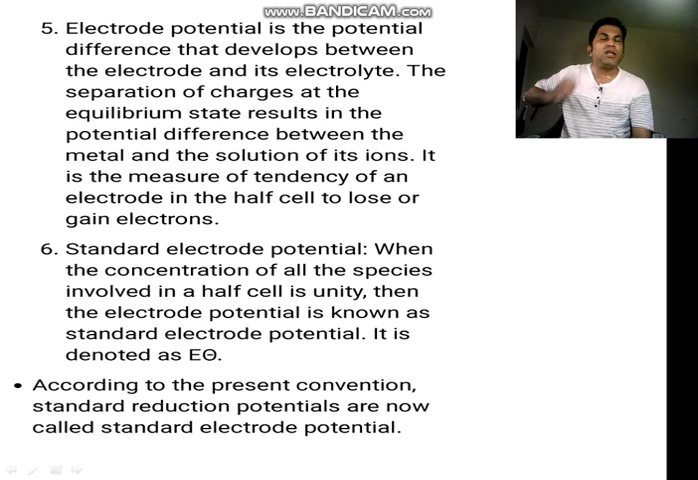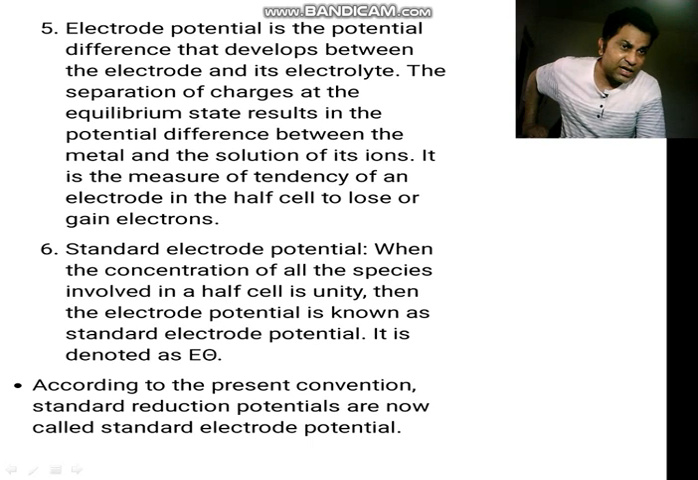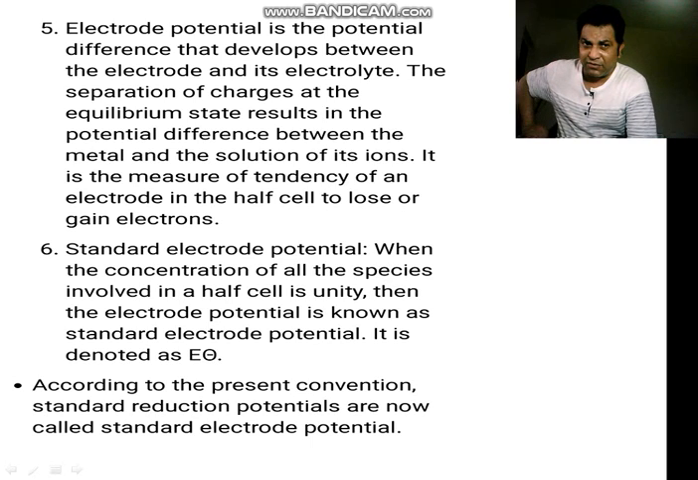Now, electrode potential is a potential difference that develops between the electrode and its electrolyte. So we know the definition of electrode potential. The separation of charges at the equilibrium state results in a potential difference between the metal and the solution of ions. It is the measure of the tendency of an electrode in the half cell to lose or gain electrons. Loss of electrons is known as oxidation potential, gain of electrons is known as reduction potential. So dear students, here we are talking about the electrode potential.